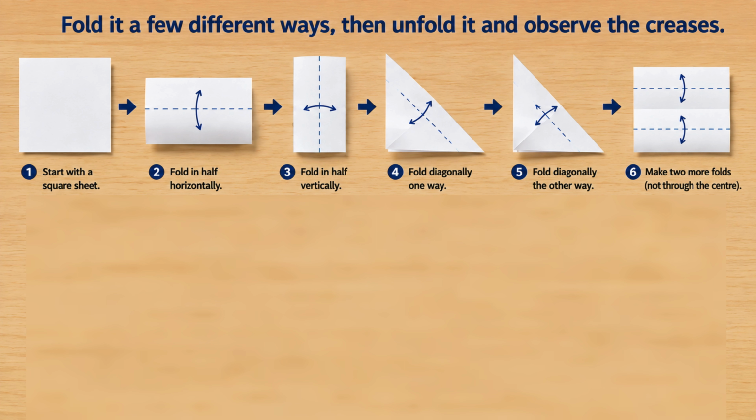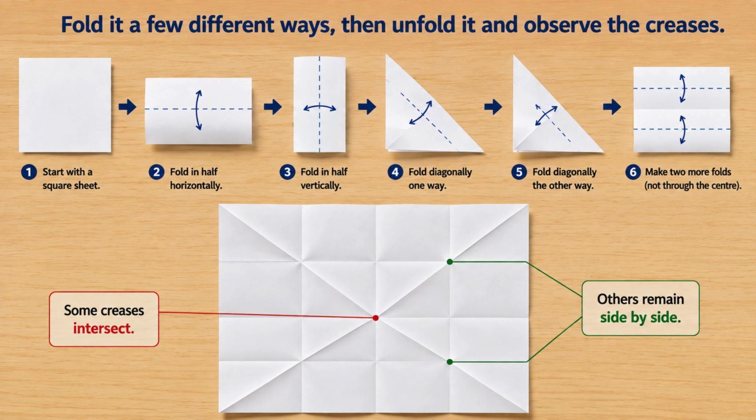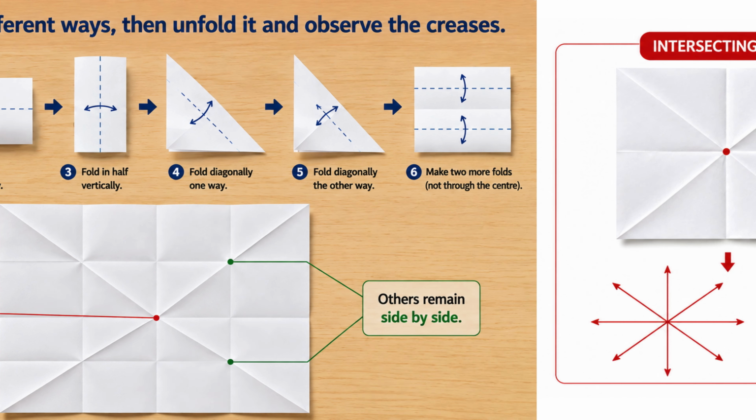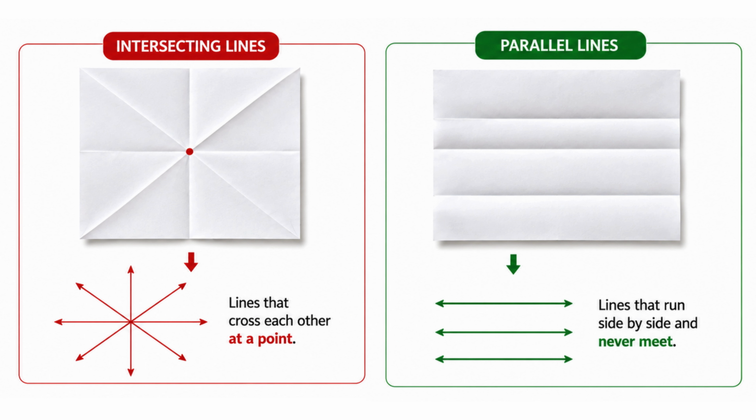Let's uncover these ideas with nothing more than a square sheet of paper. Fold it a few different ways, then unfold it and observe the creases. Some creases intersect, while others remain side by side. From this simple activity emerge two of geometry's most important ideas, intersecting lines and parallel lines.